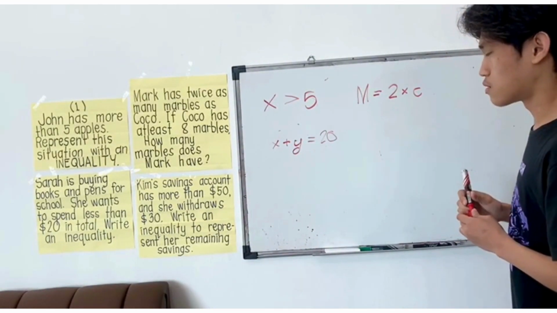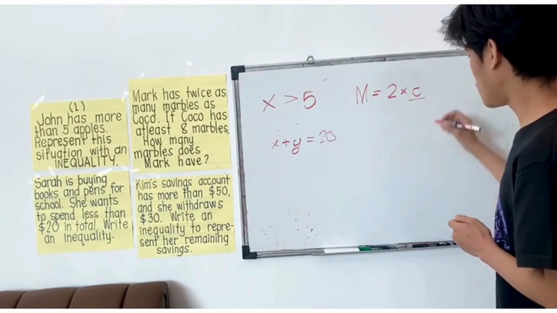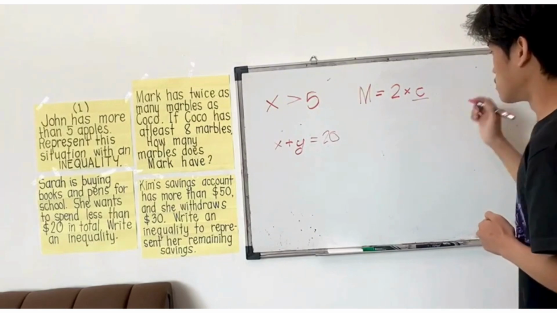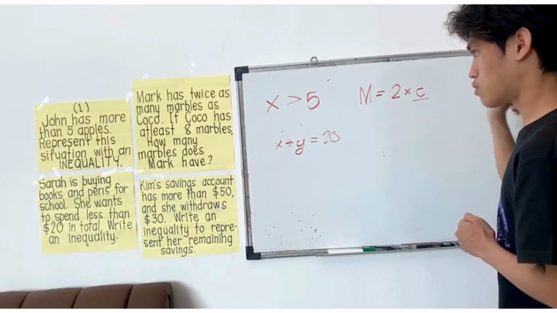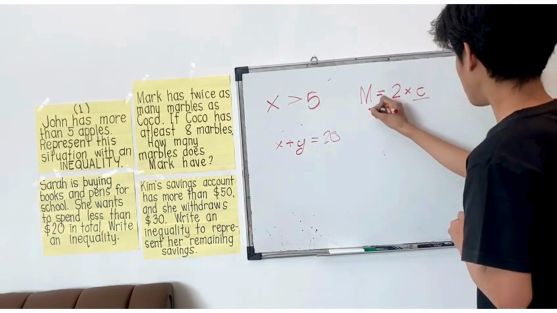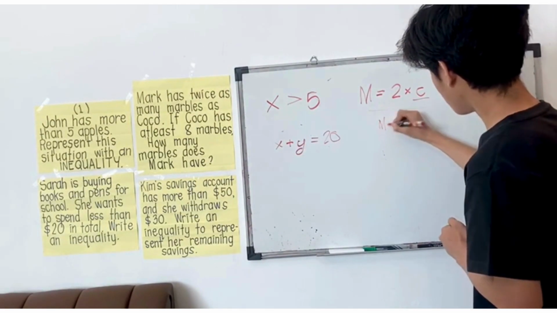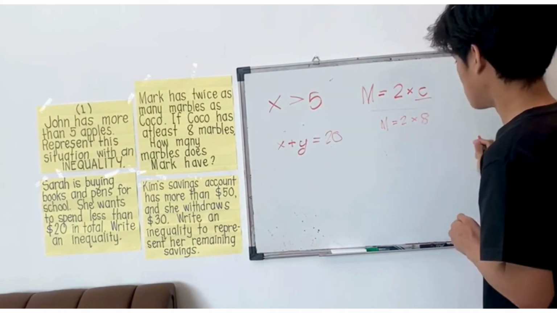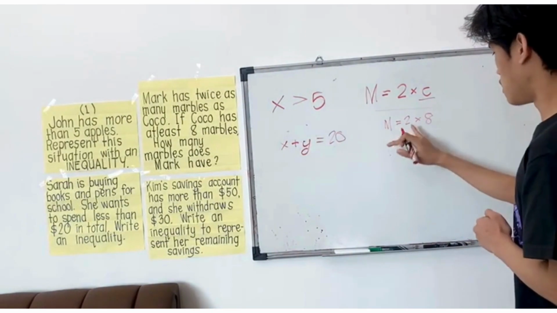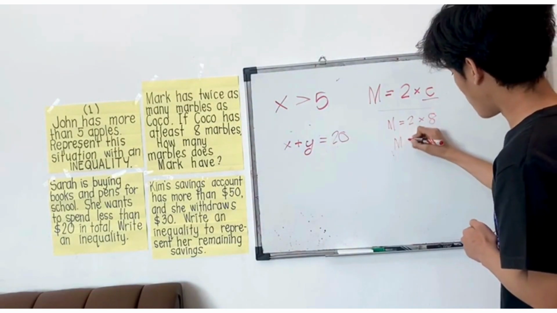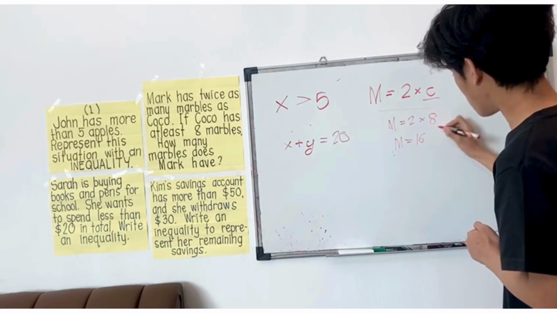So since Coco has 8 marbles, how many marbles does Mark have? Since we know Coco has 8, we can replace c and rewrite this as m equals 2 times 8. So now we know this, 2 times 8 is 16. So now we know Mark has 16 marbles.